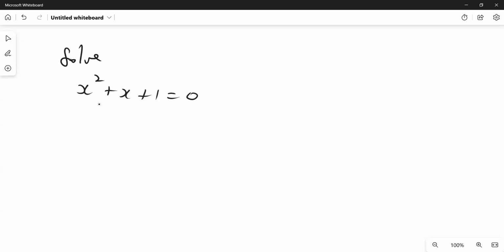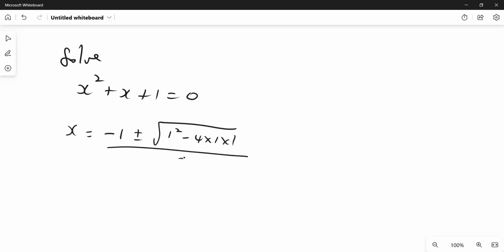Let me try it. So x then is equal to minus 1 plus or minus the root of 1 squared minus 4 times 1 times 1, all over 2. And you see the kind of trouble we are in here, right? So we end up with minus 1 plus or minus the square root of, what's this? 1 minus 4, which is minus 3, over 2, right? And now we have a way of evaluating this, right? So our answer is going to be minus 1 plus or minus root 3.